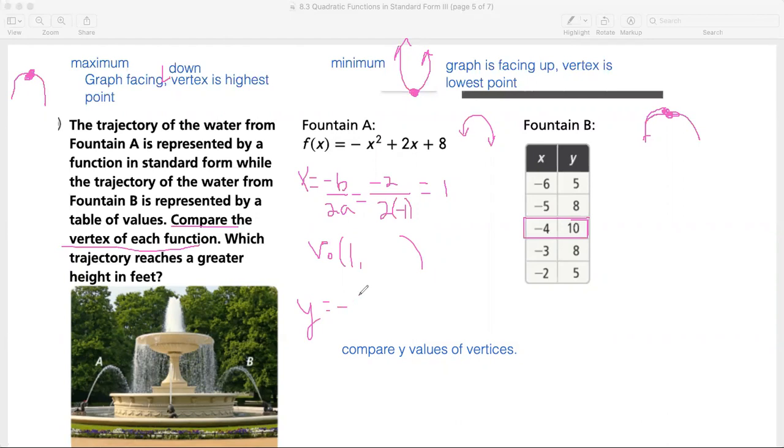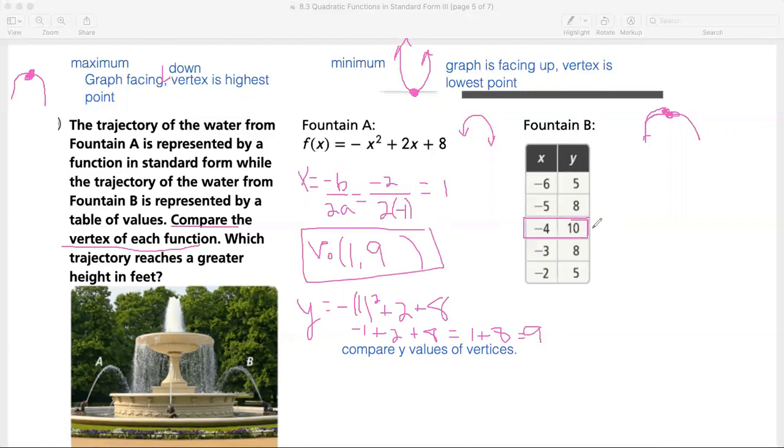So y equals negative 1 squared plus 2 times 1 plus 8. Okay, so 1 squared is 1, but it's negative. So negative 1 plus 2 plus 8. Negative 1 plus 2 is a 1, and then plus 8 gives me 9. So my vertex for fountain A is at 1 comma 9.